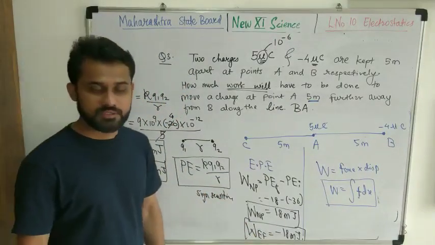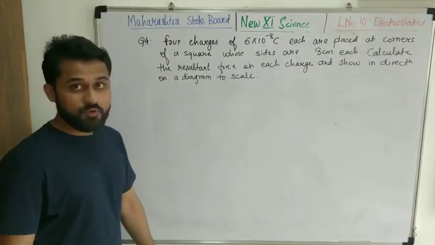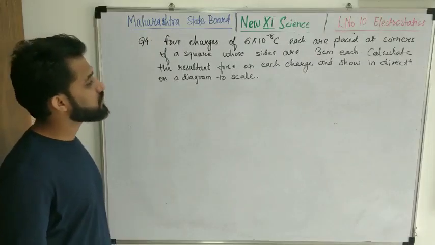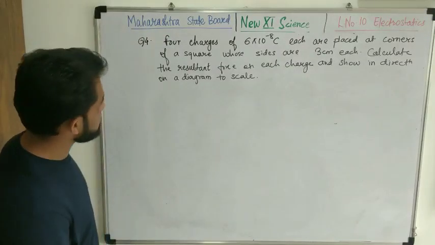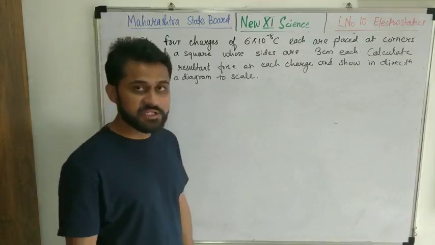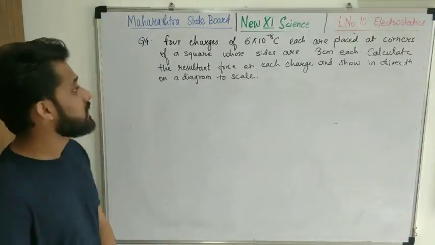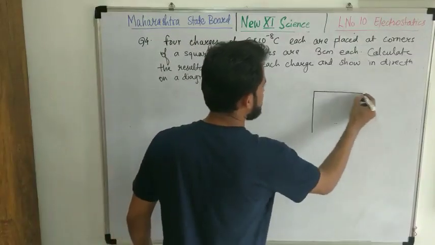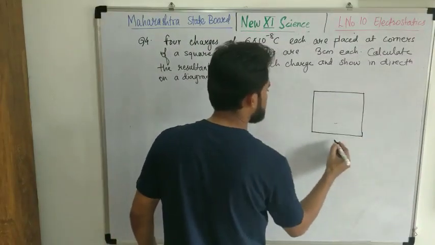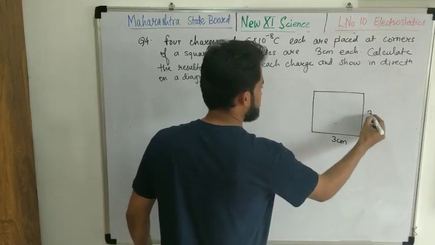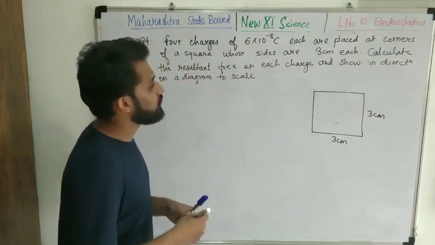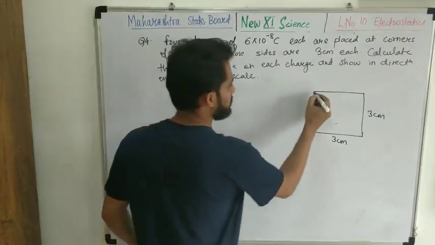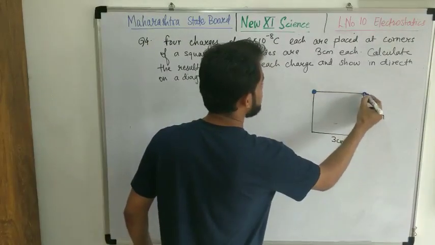Let's go to the fourth question. Okay, so next is question number 4. 4 charges of 6 into 10 raised to minus 8 Coulomb are placed at the corners of a square whose sides are 3 centimeters each. Calculate the resultant force on each charge and show in a diagram to scale. So let us draw a square, 3 centimeters each side, and all the charges are 6 into 10 raised to minus 8 Coulomb. So all the charges are equal.